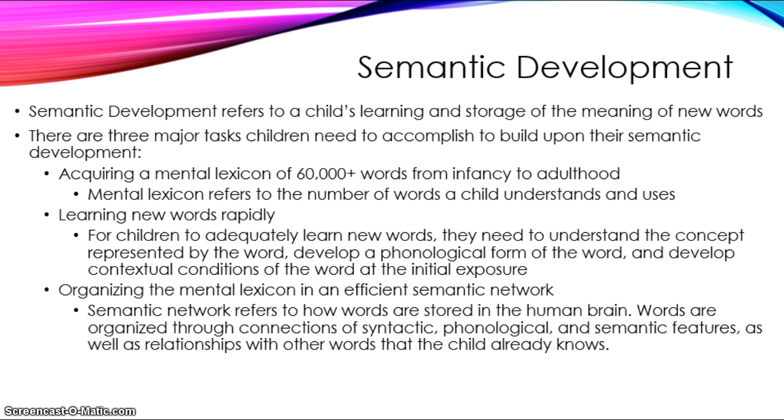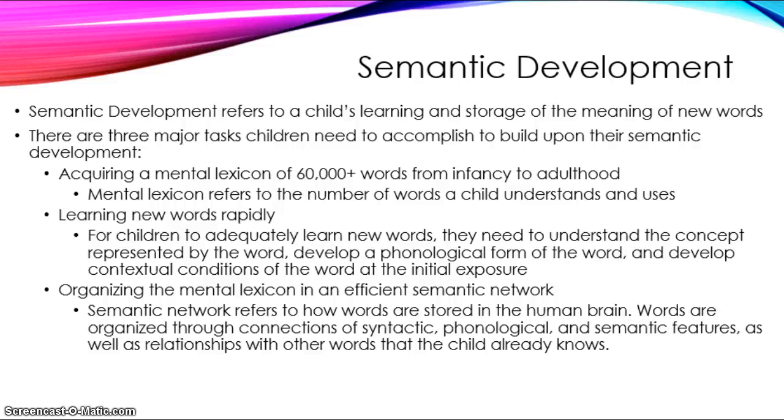An explanation of what semantic development is as follows. Semantic development refers to a child's learning and storage of the meaning of new words. There are 3 major tasks children need to accomplish to build upon their semantic development: acquiring a mental lexicon of 60,000 plus words from infancy to adulthood, and that mental lexicon refers to the number of words a child can use and understand. Learning new words rapidly is the second major task.